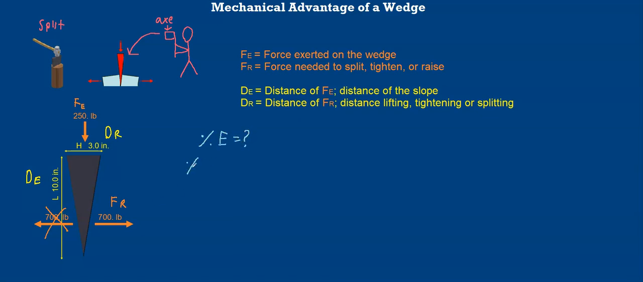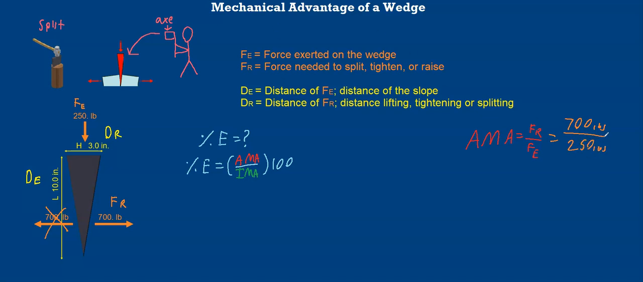The formula for percent efficiency is just the AMA divided by the IMA times 100. Let's plug those in and color code that: AMA divided by our IMA multiplied by 100. To find a percent efficiency, we need to find our AMA and our IMA. Our AMA is equal to our AMA-free equation. So AMA equals FR divided by FE. We know FR is 700 pounds, and our FE is 250 pounds.